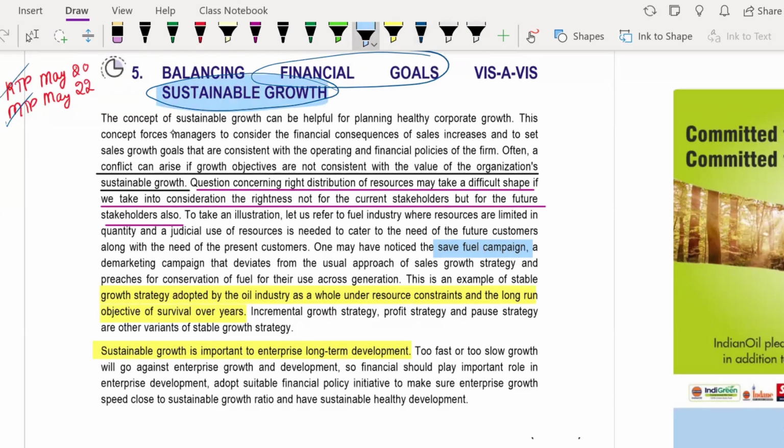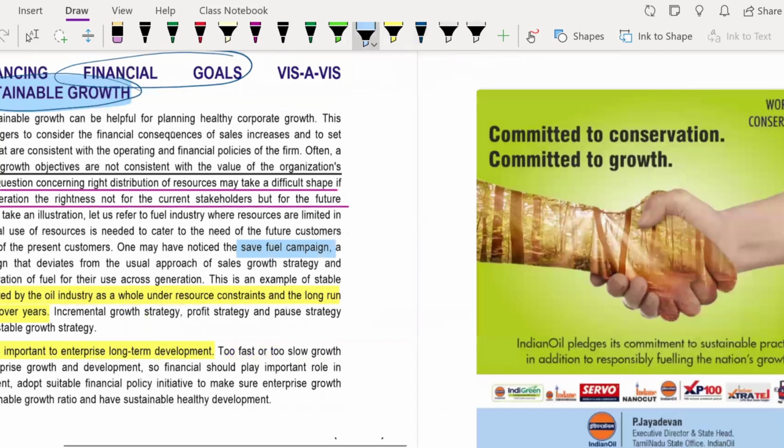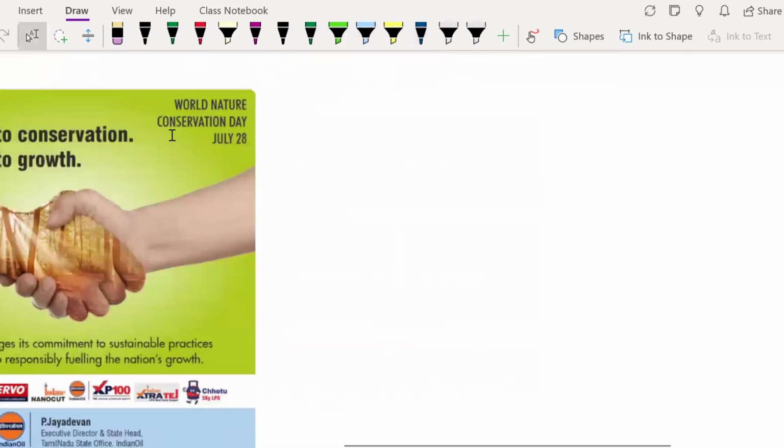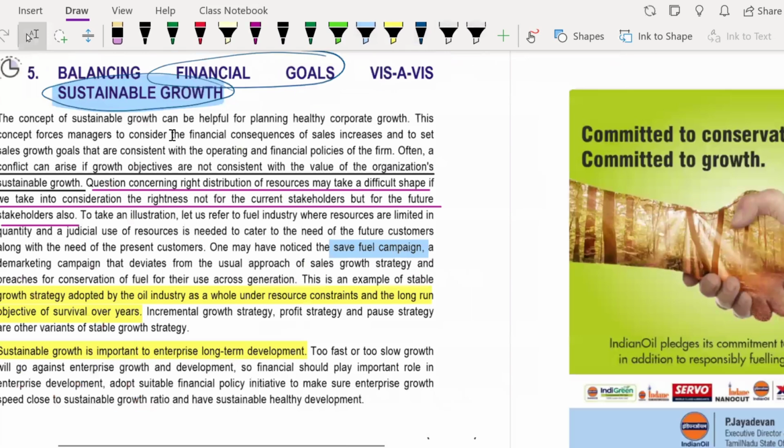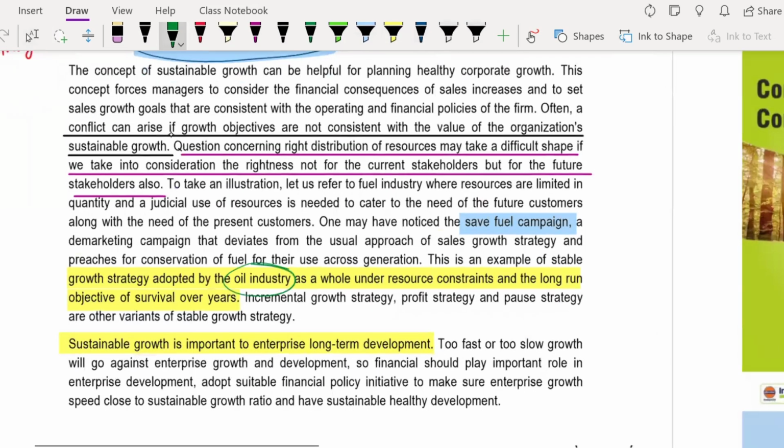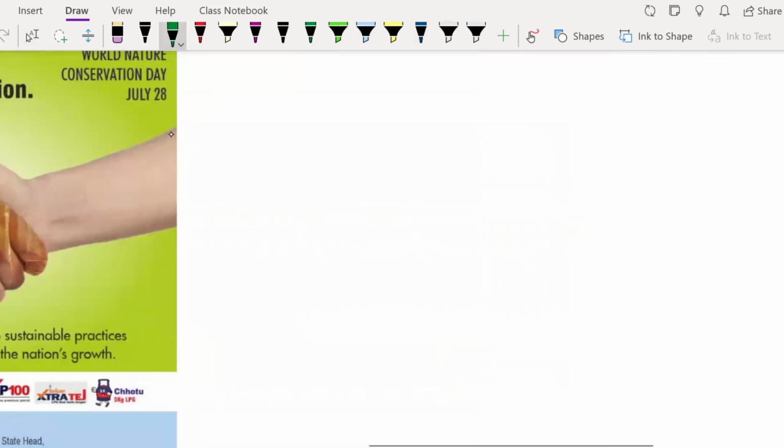So here what happens, let's take the example that is given here, which is the oil industry. What you basically do is you extract oil from earth and then you sell it. You're going to extract oil from earth and then you're going to sell it off. Okay, so this is what you basically do.